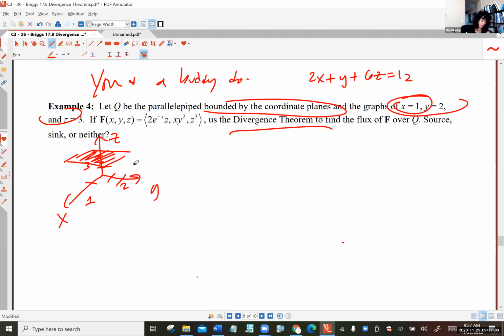So you should know these planes, because I'm going to put something like that on the midterm and the final. If you don't know it, you're screwed.